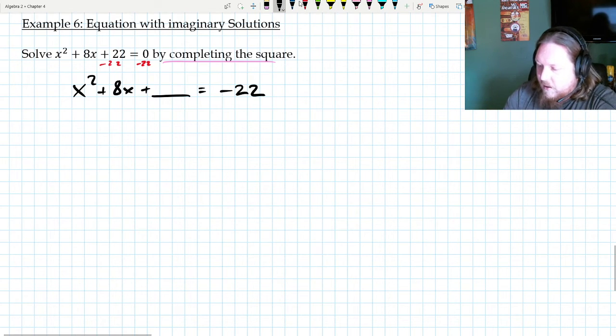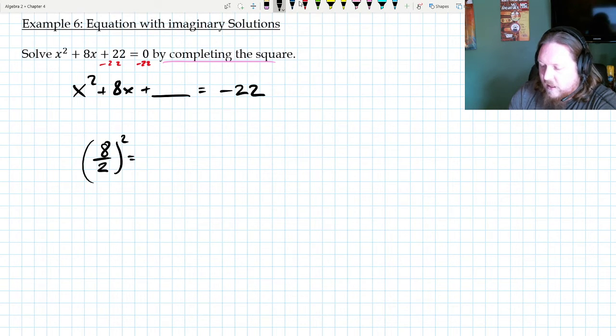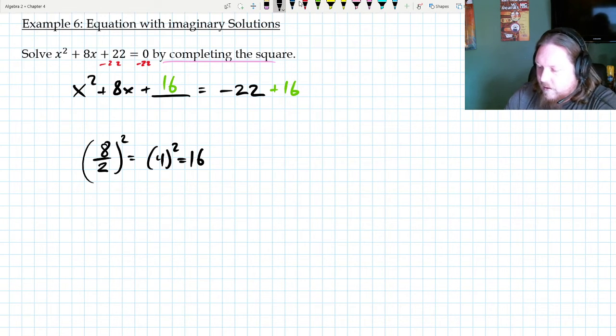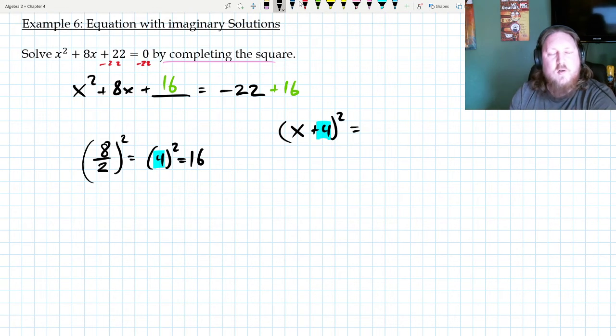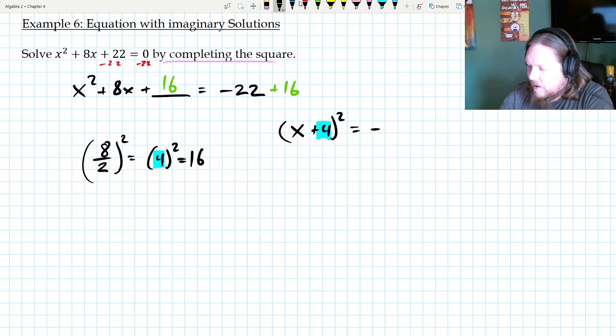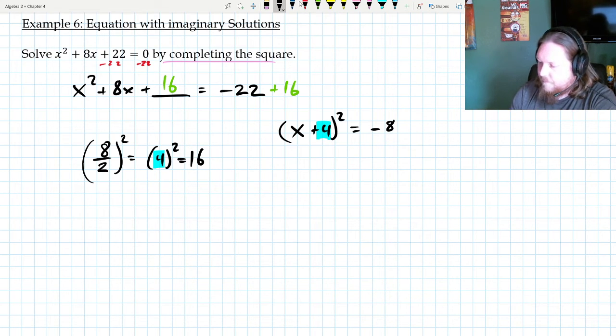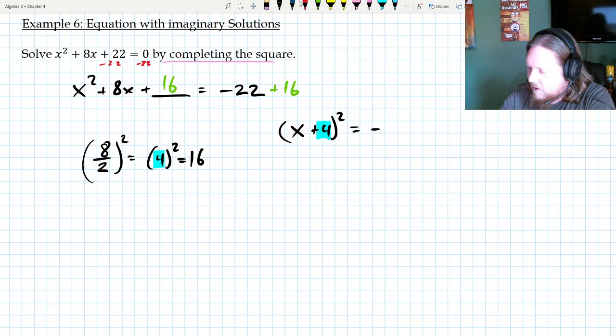So I take my 8, I divide it in half, and then I square it, which is the same as 4 squared, or 16. So I need to add 16 here, which means I need to add 16 to the other side as well. And that comes down to x plus 4 squared. Remember, this 4 here came from what we squared, equals negative 22 plus 16 is negative 8. Oh, sorry, negative 6. Negative 6.